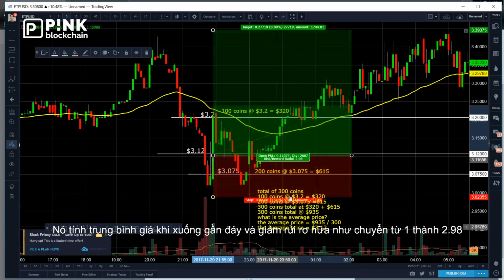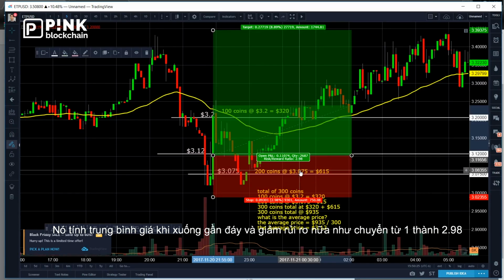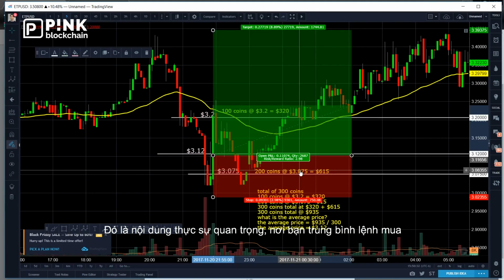It averages out your price when you get closer to the bottom. It reduces your risk as well. When I say reduces your risk, what I mean is it changes your risk to reward ratio from 1.0 to 2.98. And that's a very important concept to understand, okay? Where we get to average out our buys.